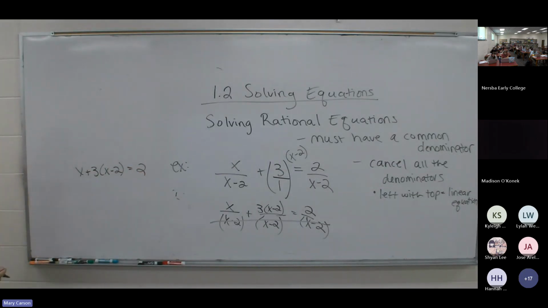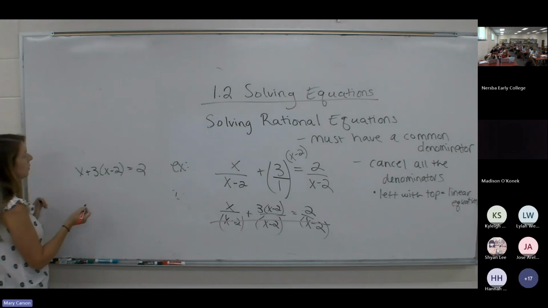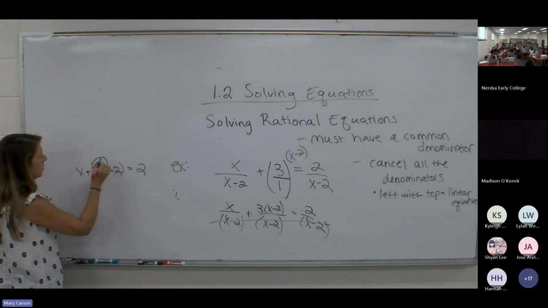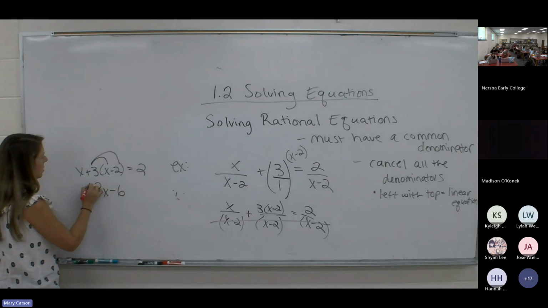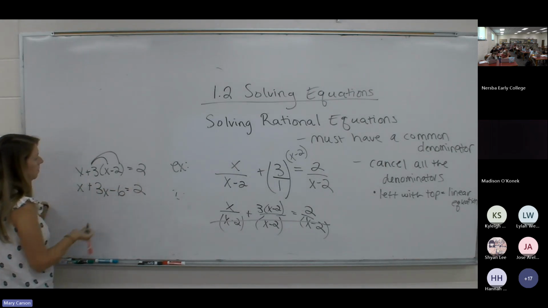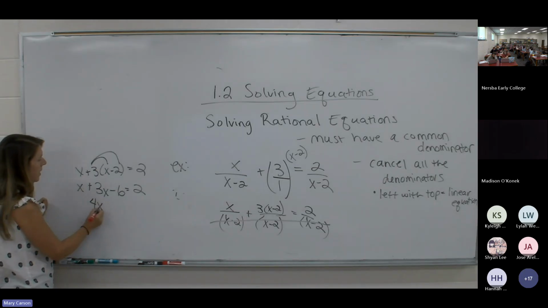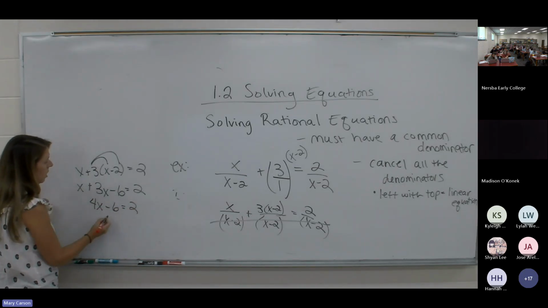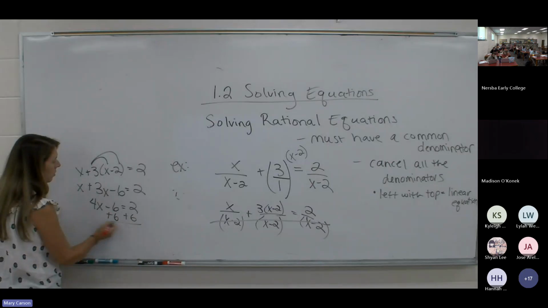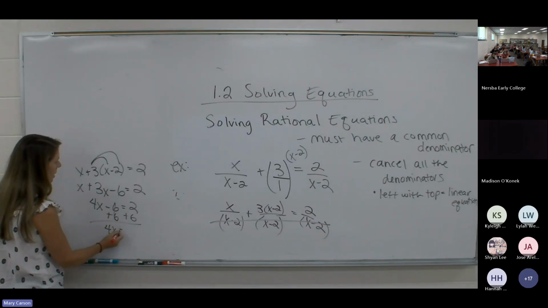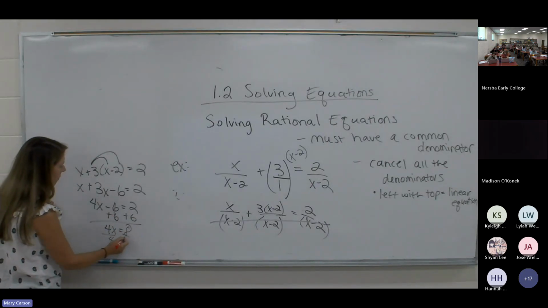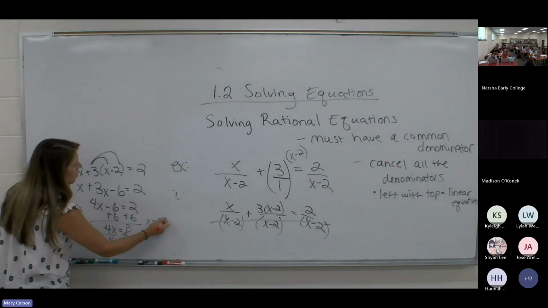And then this is just a basic equation, what we've been doing, right? So the hardest part is that common denominator part and figuring out the denominator. If I simplify this, 3 times x is 3x, 3 times -2 is -6, equals 2. x plus 3x gives you 4x minus 6 equals 2. I'm going to move this 6 over. You get 4x equals 8, and then divide by 4. You get x equals 2.